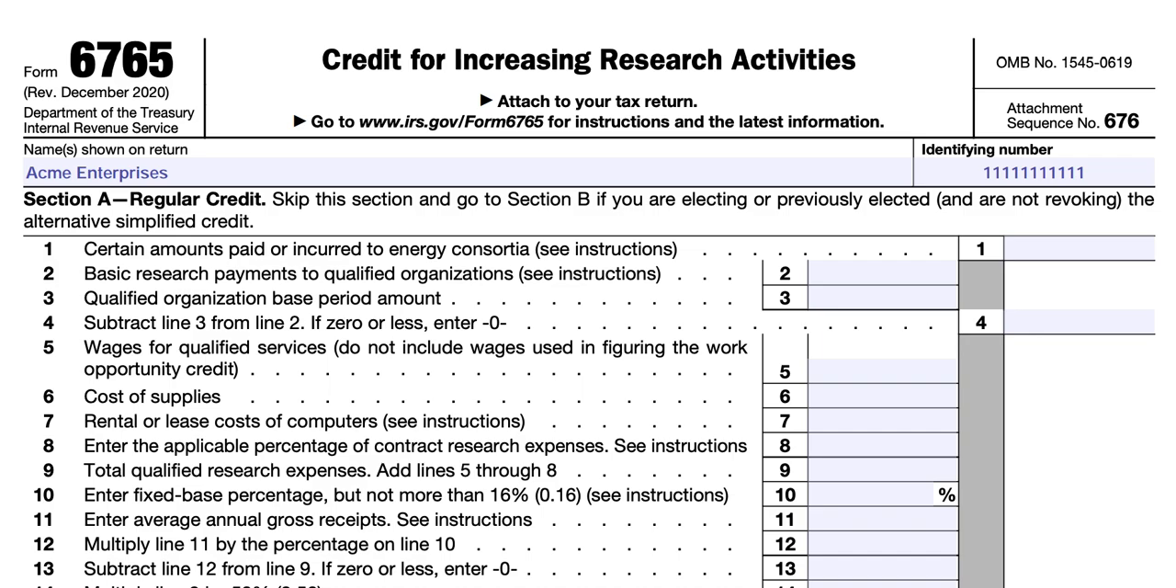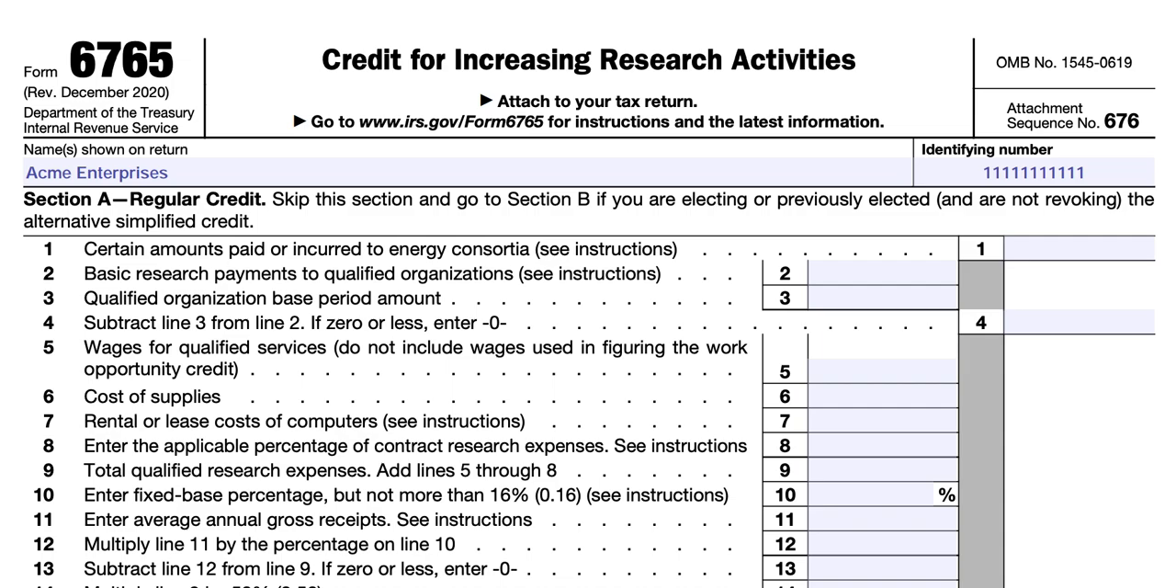over IRS Form 6765, credit for increasing research activities. So taxpayers, generally businesses, would use IRS Form 6765 for three reasons. One, to calculate and claim the credit for increasing research activities. Two, to elect a reduced credit under Section 280C of the Internal Revenue Code. Or three, to elect to claim a certain amount of this tax credit as a payroll tax credit against the employer portion of Social Security taxes.